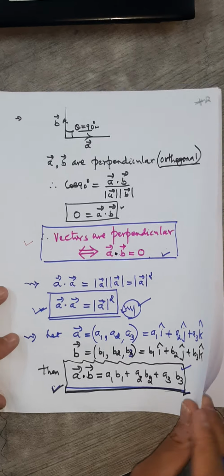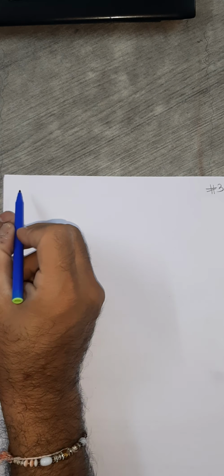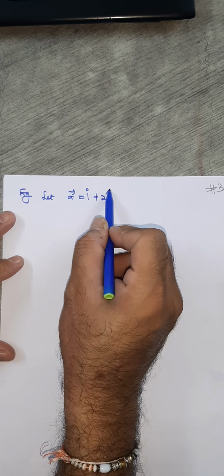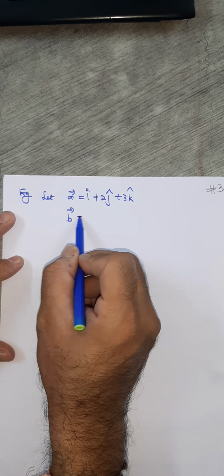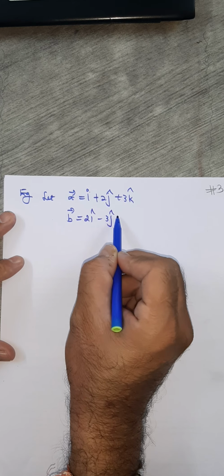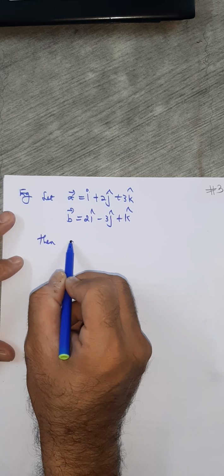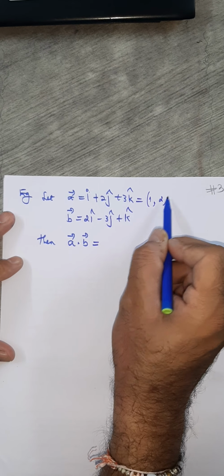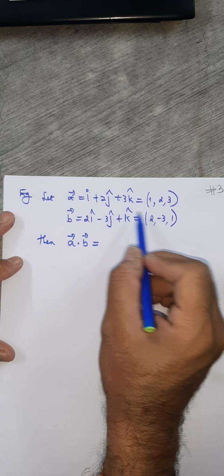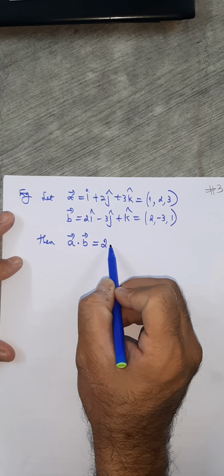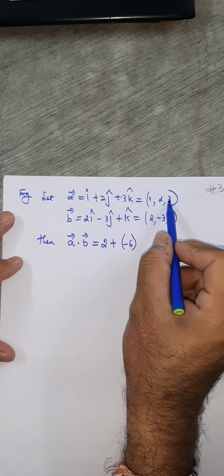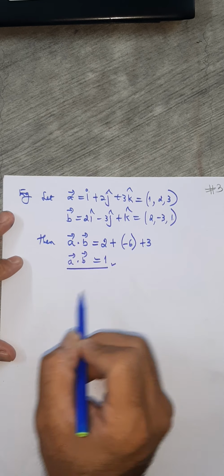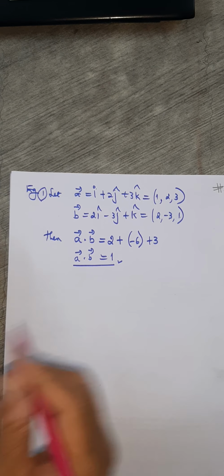Okay, so if I just write a simple example, let's take vector A as 1 i cap plus 2 j cap plus 3 k cap, and then vector B equals 2 i cap minus 3 j cap plus k cap. Then vector A dot vector B, you can rewrite as 1, 2, 3 and 2, minus 3, 1 in the form of scalar components. These into this, which is 2, plus this into this, which is minus 6, plus 3 into 1, which is just 3. So what do we get here? Just 1. So the dot product of two vectors is a scalar number, remember. The dot product of two vectors is a number.